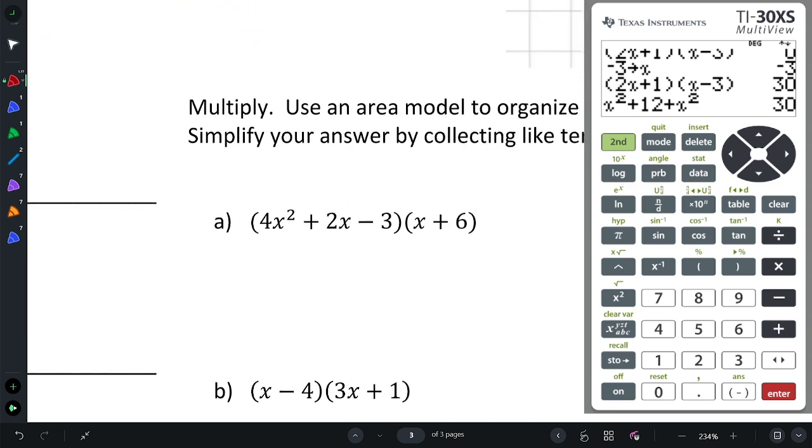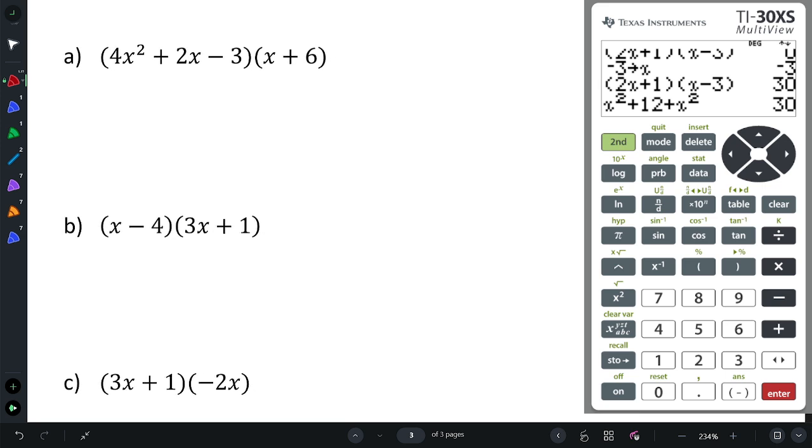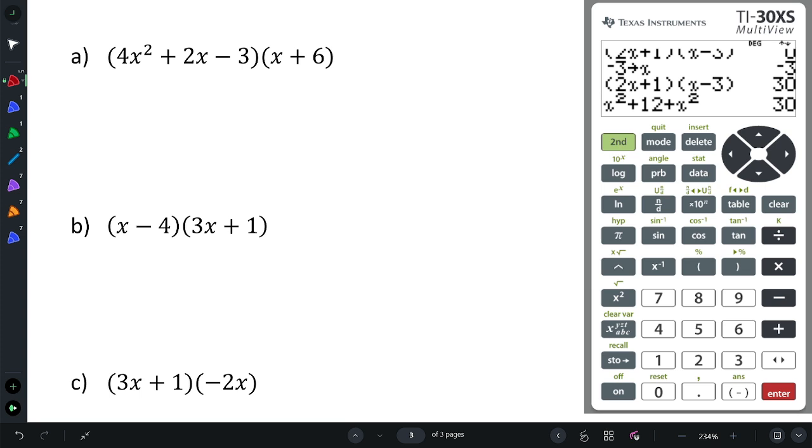6. Multiply. Use an area model to organize your work. Simplify your answer by collecting like terms. Okay. So right now, if you think about this, what I have here is the area of a rectangle expressed as the length times width. But we're going to find the area of this rectangle expressed as a product, or as the sum of the parts. So let's go ahead and create an area model for that. So for this area model, I want to go 3 by 2.